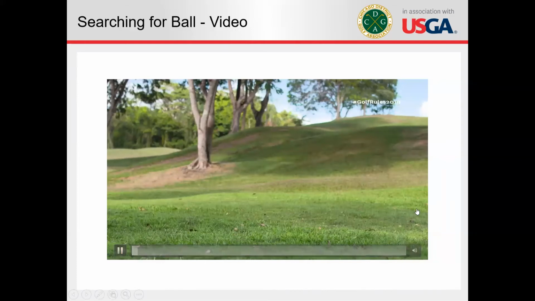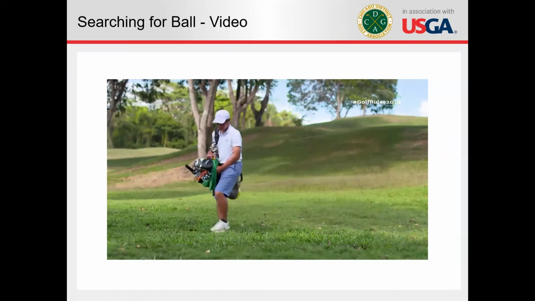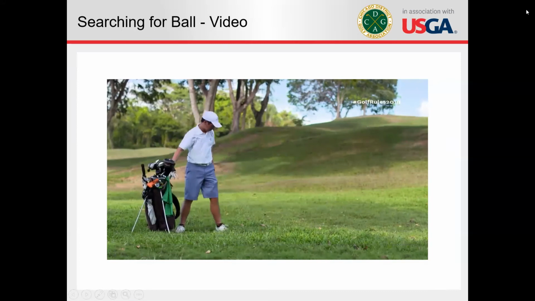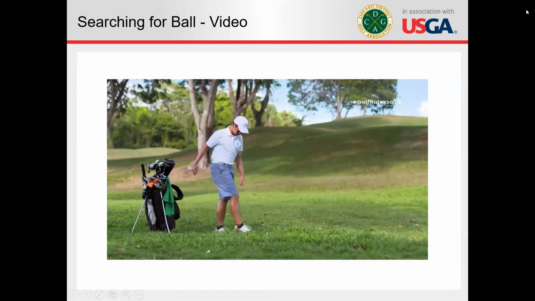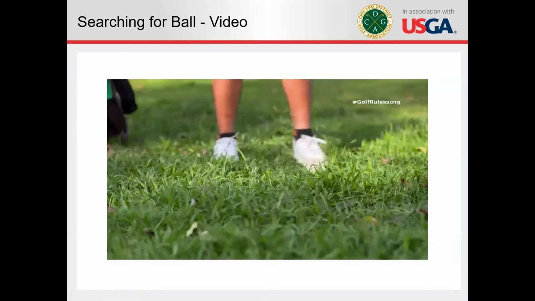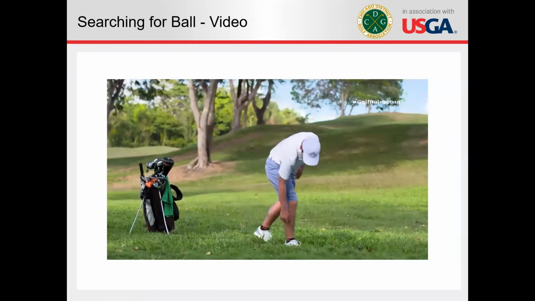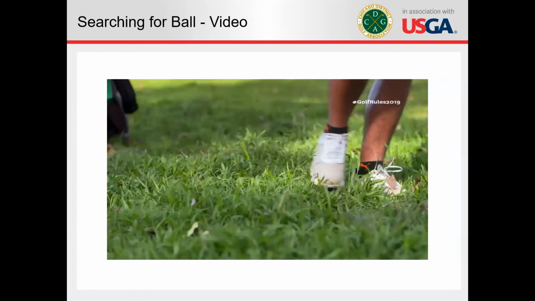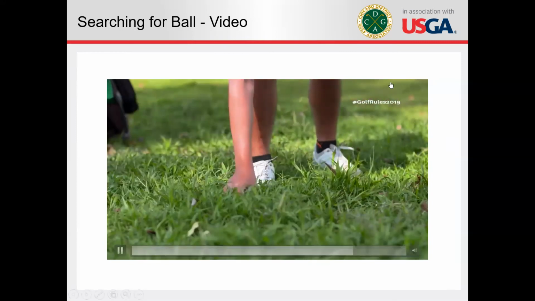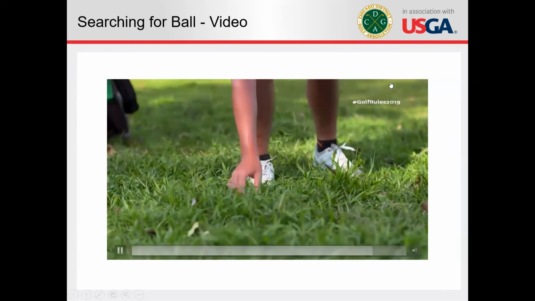And here we go. Under the 2019 rules, there is no penalty if you accidentally move your ball while searching for it. If you do, replace your ball back on its original spot. If you don't know the original spot exactly, like this player, simply estimate it, including how the ball was lying under the grass, and replace the ball there.